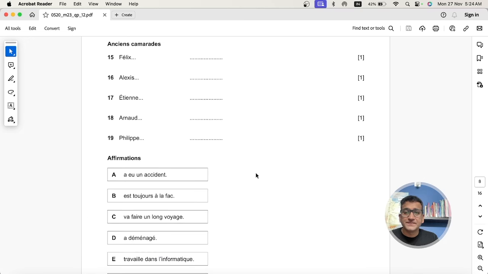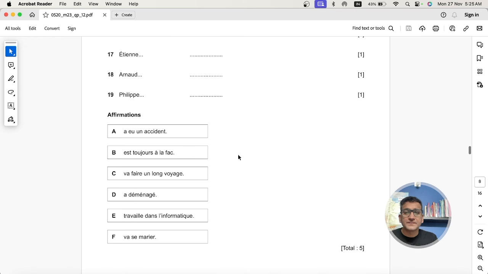Une grande terrasse. Ça a l'air chouette. Je vais aller le voir pendant les grandes vacances. Oui, ce sera bien. Et Alexis, que devient-il? Il va bien. J'ai reçu une invitation pour son mariage.